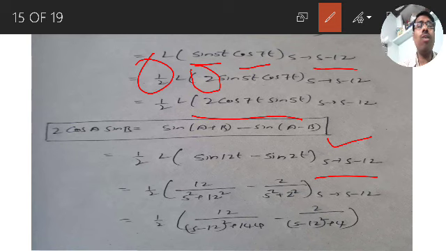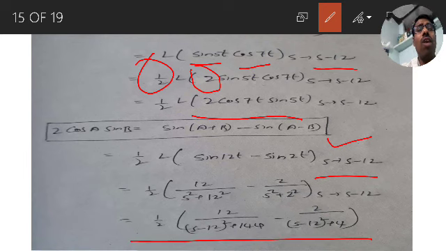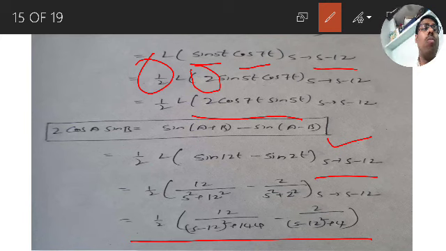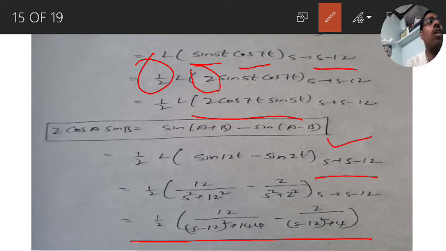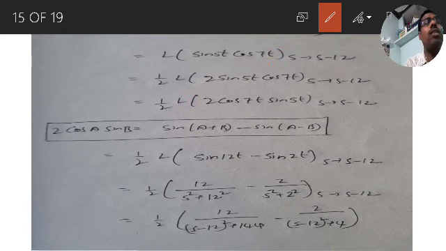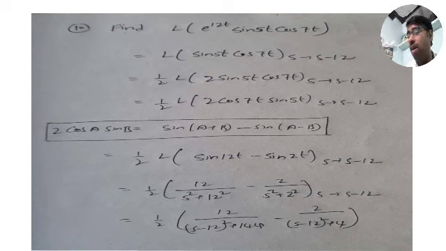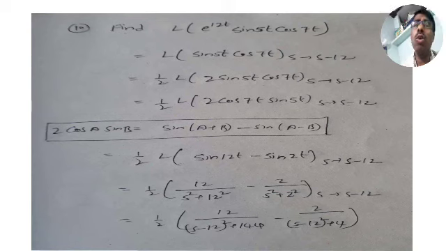So replace s by s minus 12. The final answer is 1 by 2 into 12 by (s minus 12) whole square plus 144, which is 12 square, minus 2 by (s minus 12) whole square plus 2 square, which is 4. So this is our answer. This is the 10th problem we covered in this video lesson. All these 10 problems are previous questions for 3 marks. So almost all types of problems on first shifting theorem we covered.